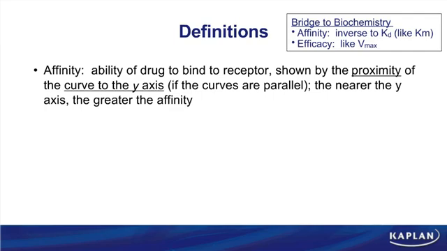First, if I'm asked to compare affinities, affinity on a dose-response curve is measured by the proximity of the curve to the y-axis. In other words, the curve that is shifted closest to the y-axis represents the drug that has the greatest affinity. We have one big assumption here: the curves have to be parallel. The only way to compare affinities is if the slopes of the curves of the drugs you're comparing are parallel, and we'll see some examples of that.